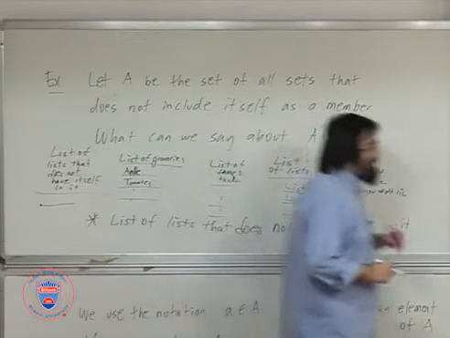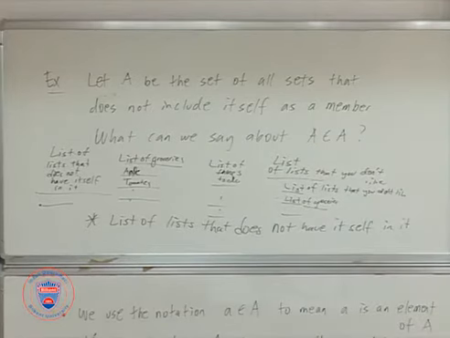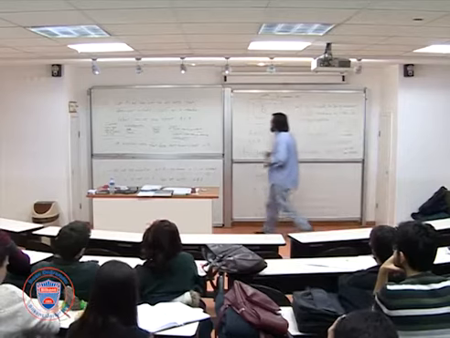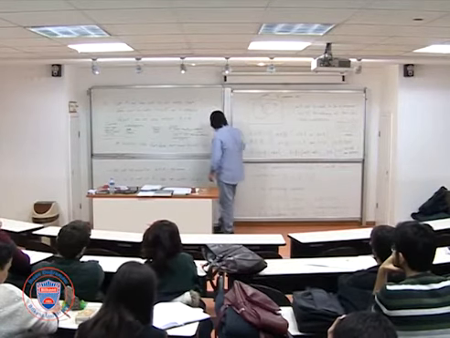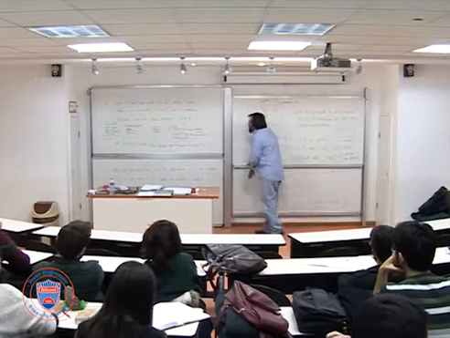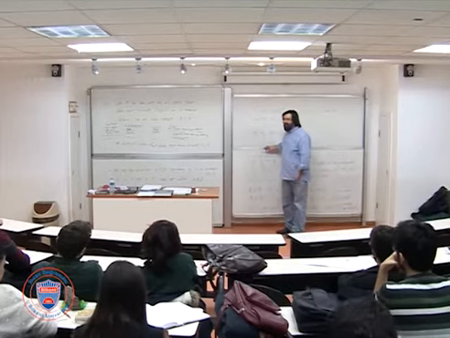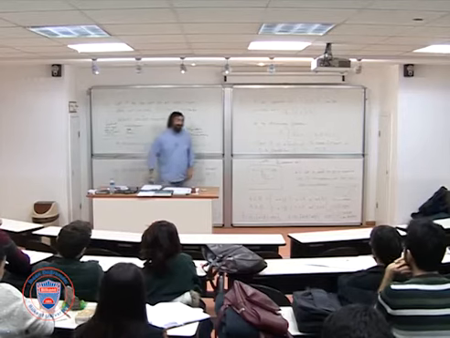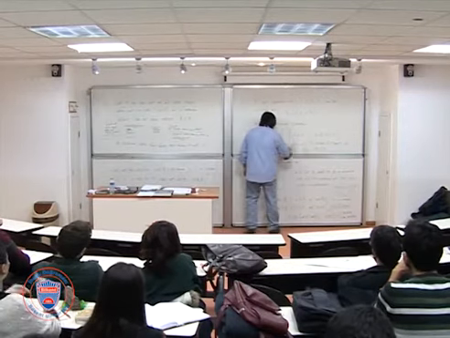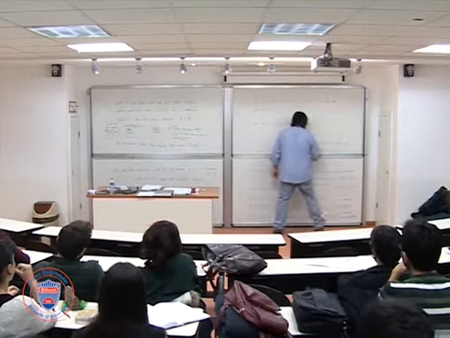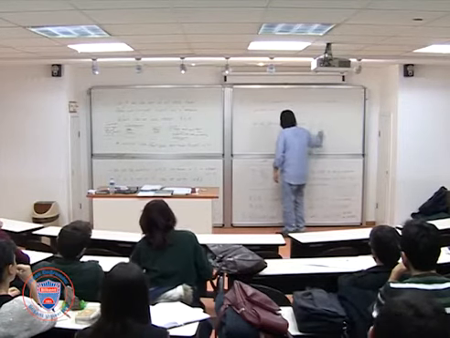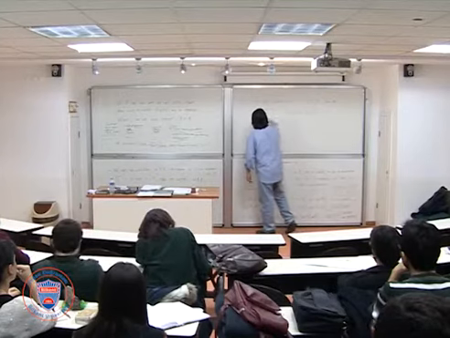So can I say A is a member of A? Think about it. This is a discussion in logic and set theory. I'll bring a board and try to argue one way, convince you that it's the wrong way, and then argue the other way and convince you that it's wrong too. It's a very fun paradox. It's called Russell's paradox.